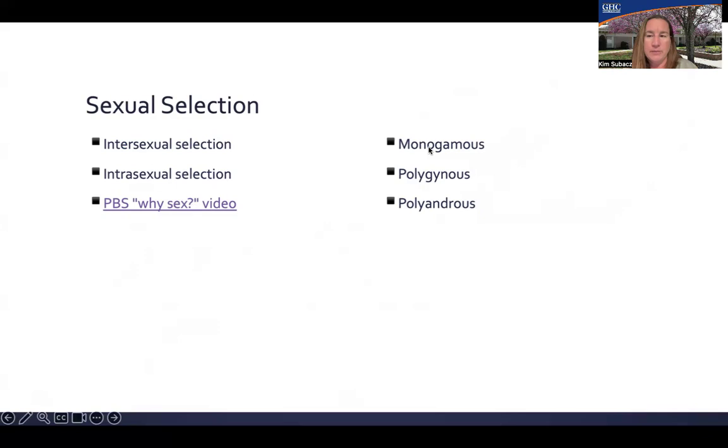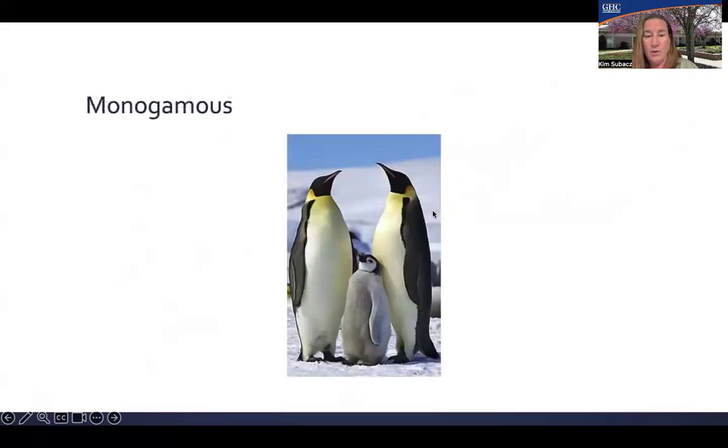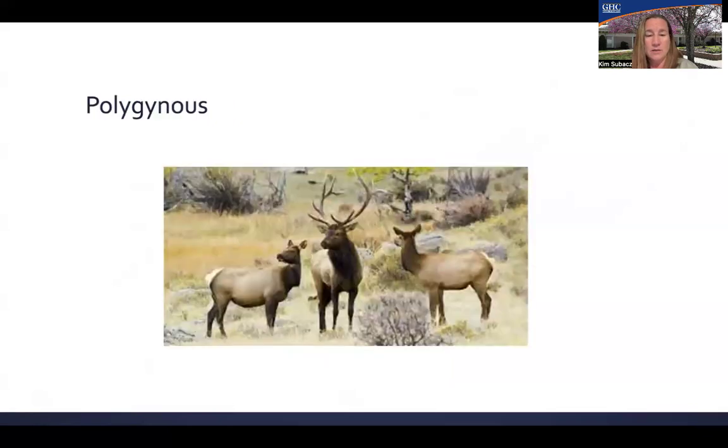Sometimes the relationship is monogamous. Sometimes we're monogamous for just the season. Sometimes we're not even monogamous for that. And sometimes there's polygynous and polyandrous. So monogamous, supposedly mate for life, with our cute little penguins there, that aren't so little. Those guys are really big, actually.